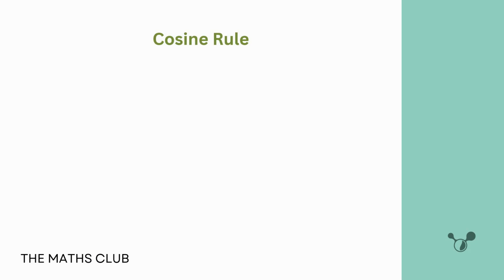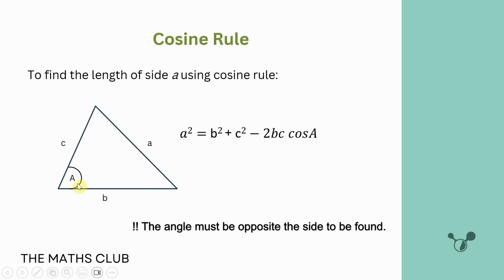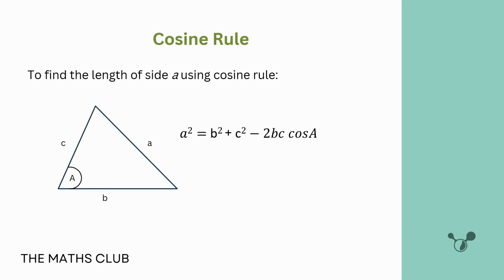Great. So cosine rule. To find the length of side a using cosine rule, what do we say? We just say a squared is equal to b squared plus c squared minus 2bc cos A. So this is good when you have two sides and one angle, right? You have two sides and one angle. So you can see different cases and different applications.